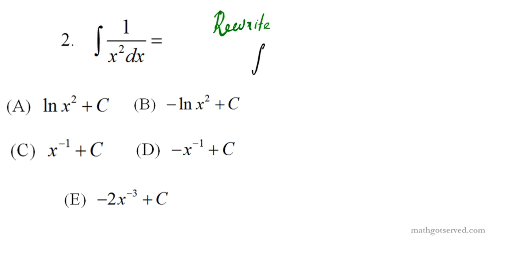So how do we do that? We have the integral of 1 over x squared dx. We're going to use the reciprocal property of exponents to do this. So this becomes the integral. When you move a term from denominator to numerator, the sign of the exponent becomes the opposite. So 1 over x squared becomes x to the negative 2.